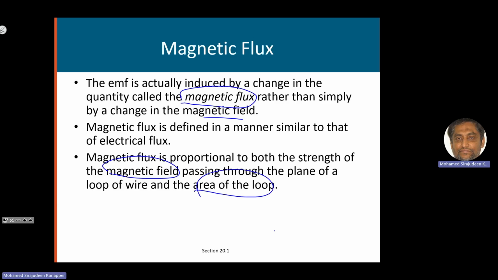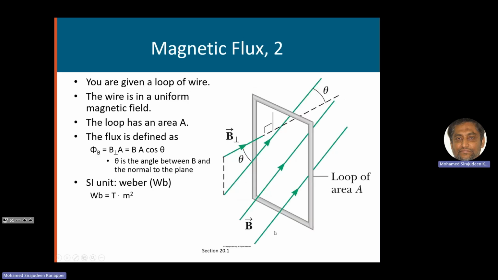So you can talk about a field through a certain area. That flux through that area is proportional to the strength of the magnetic field and the area of the loop. We can introduce that similar to what we did with the electric flux. Imagine you have a loop like this, so it defines a certain area. The perpendicular to the loop will be the direction of that area. So the area itself has a direction. Let me call this the vector area, which is perpendicular to the plane.